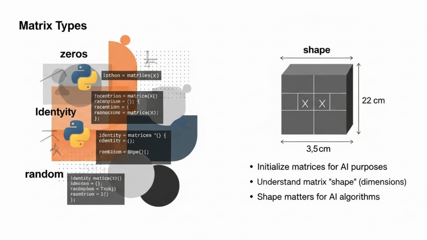Crucially, every matrix has a shape, its dimensions, that tell you exactly how the data is organized, like a 3x4 matrix having 3 rows and 4 columns. In AI, this shape matters enormously. A neural network layer expecting 1,000 inputs simply won't function correctly if you feed it a matrix with a shape of 500 by 2. Understanding and correctly managing matrix shape is a foundational skill for any AI developer.